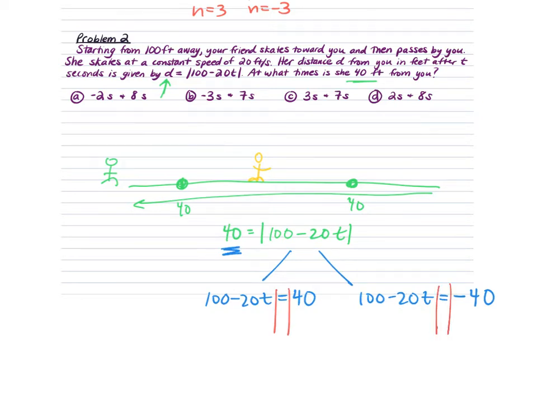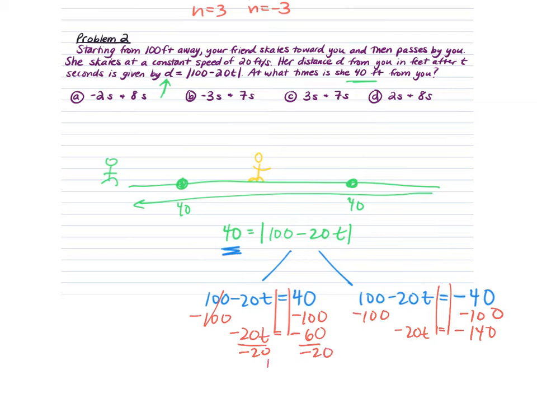So here we will subtract 100 from both sides. We can actually solve them both at the same time. This goes away. This becomes negative 20t equals negative 60. This becomes negative 20t equals negative 140. And then when we divide both sides by negative 20, t equals 3, and then t equals 7. So at 3 seconds and 7 seconds, which is C.